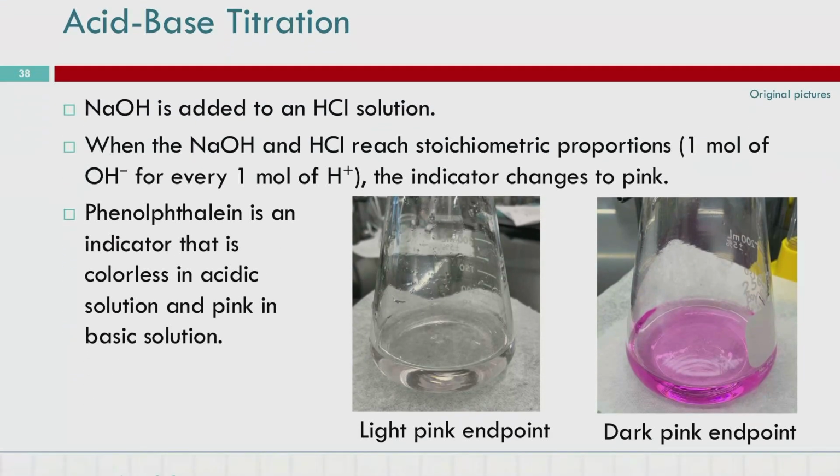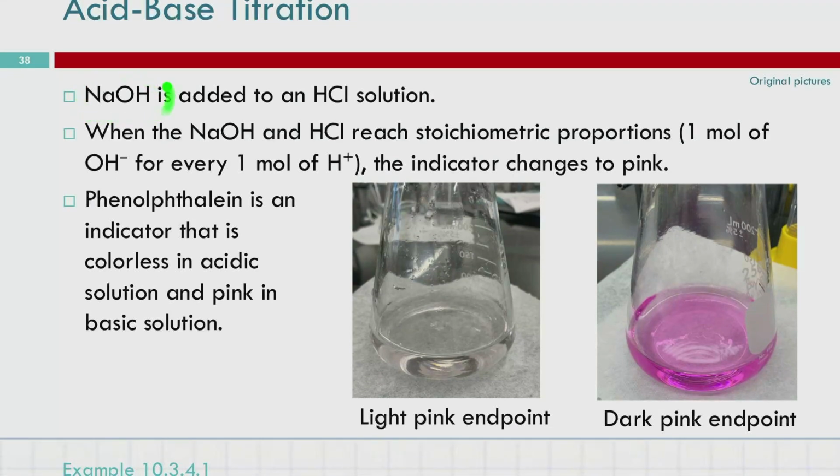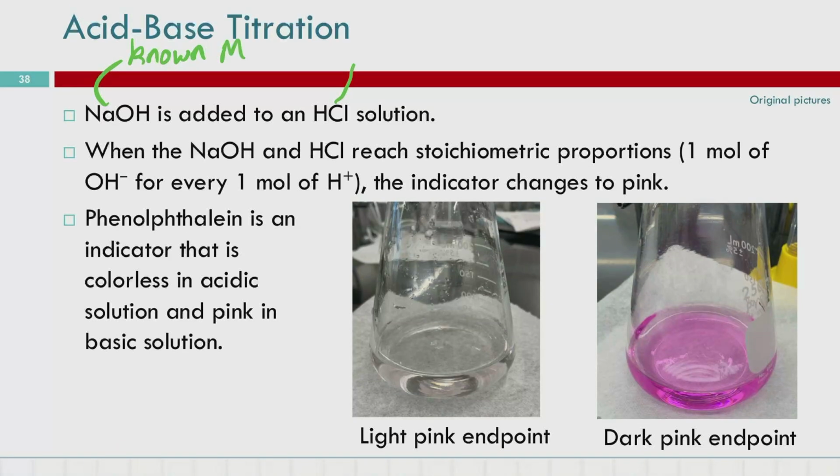All right, so an example of this is coming up. We're going to be adding sodium hydroxide in a liquid to an HCl solution. The sodium hydroxide, in our case, will be known. The HCl solution will have an unknown concentration. When they reach stoichiometric proportions, aka the equivalence point, that's when our solution will change colors.